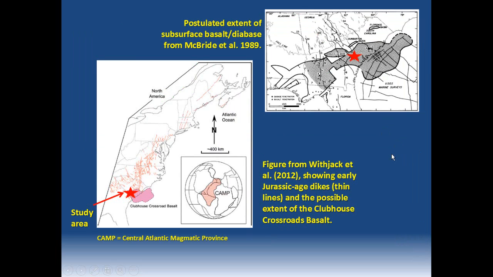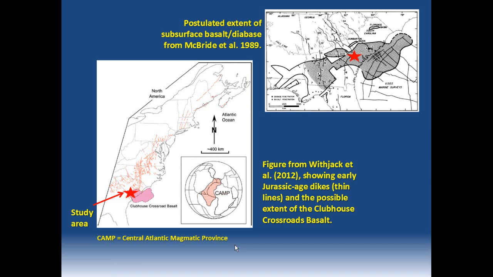And this is talking about basalt. This is also from Martha Withjack. So this is the Central Atlantic Magmatic Province, CAMP. This occurred after the formation of the Triassic rift basins. Essentially, and this is supposedly the biggest areal occurrence of volcanic activity of basalts that has ever occurred.